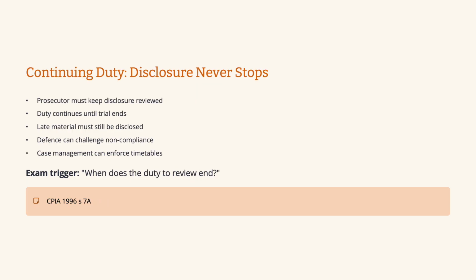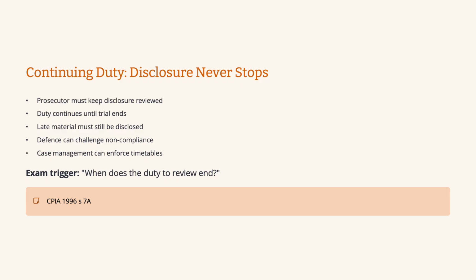Another thing we got, and that's a very critical point many of us miss: disclosure is not a one-time event. Under CPIA section 7A, there is a continuing duty that runs throughout the case. The prosecutor must keep disclosure under constant review. As new material comes to light, or as the case develops, they must consider whether the disclosure obligation changes or not. This duty continues until the case concludes, through trial, verdict, and appeal if relevant. It does not stop after initial disclosure or after the defense statement. Late material that meets the disclosure test must still be disclosed.